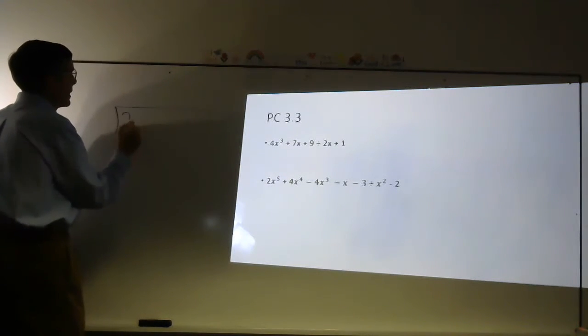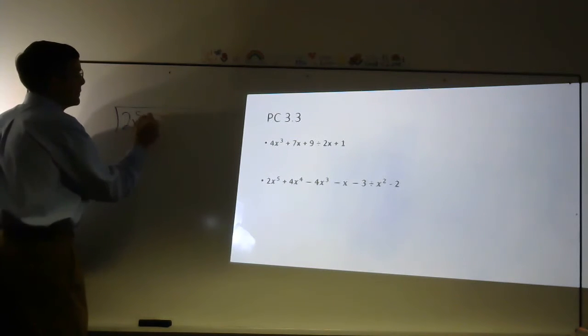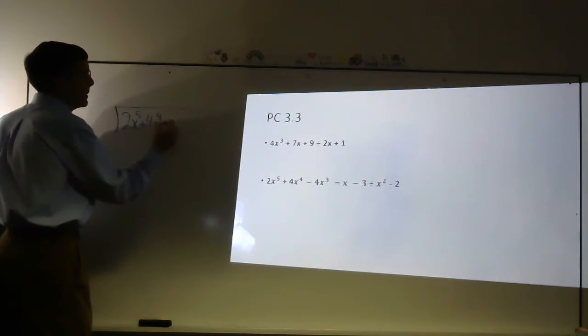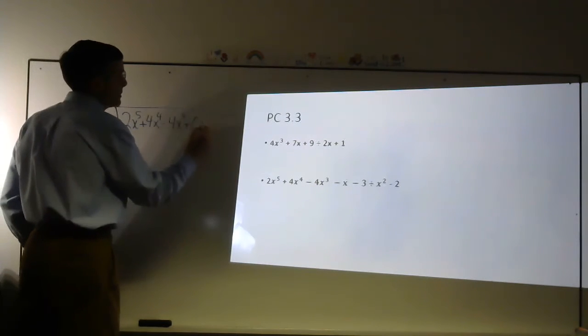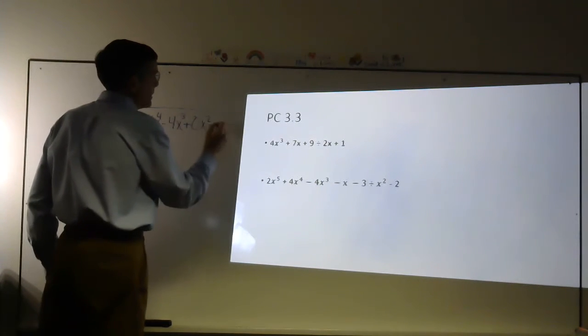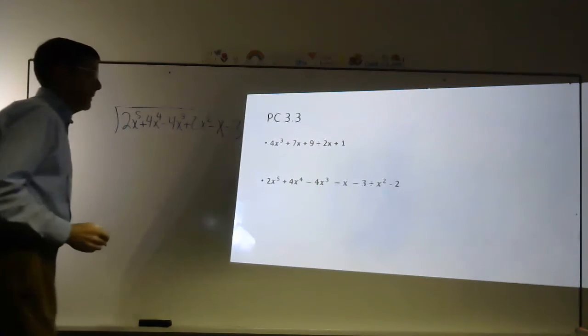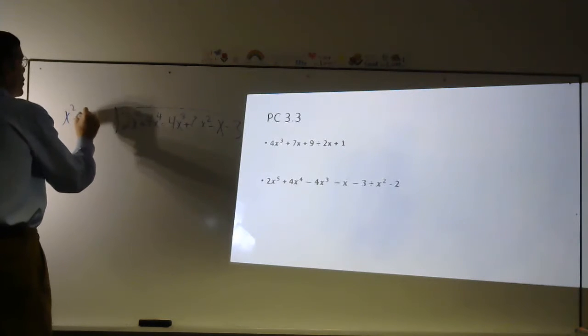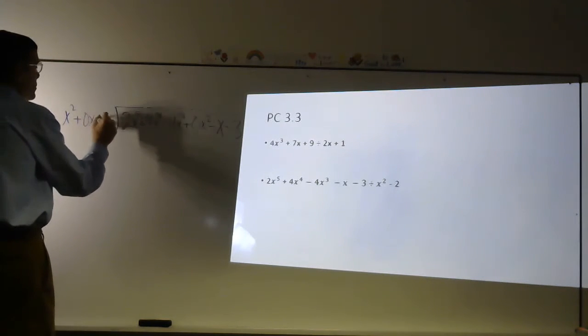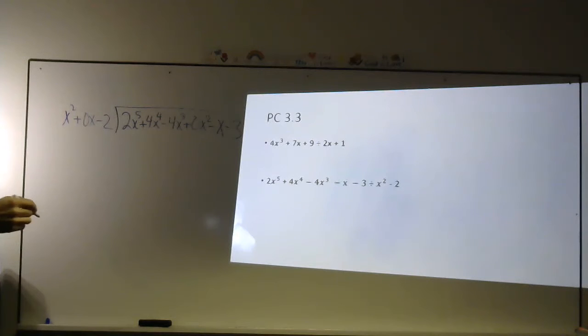So I've got 2x to the 5th, 4x to the 4th, minus 4x cubed, missing term, 0x squared, minus x, minus 3, x squared, missing term, minus 2. Yeah? Everybody with me on these missing terms?